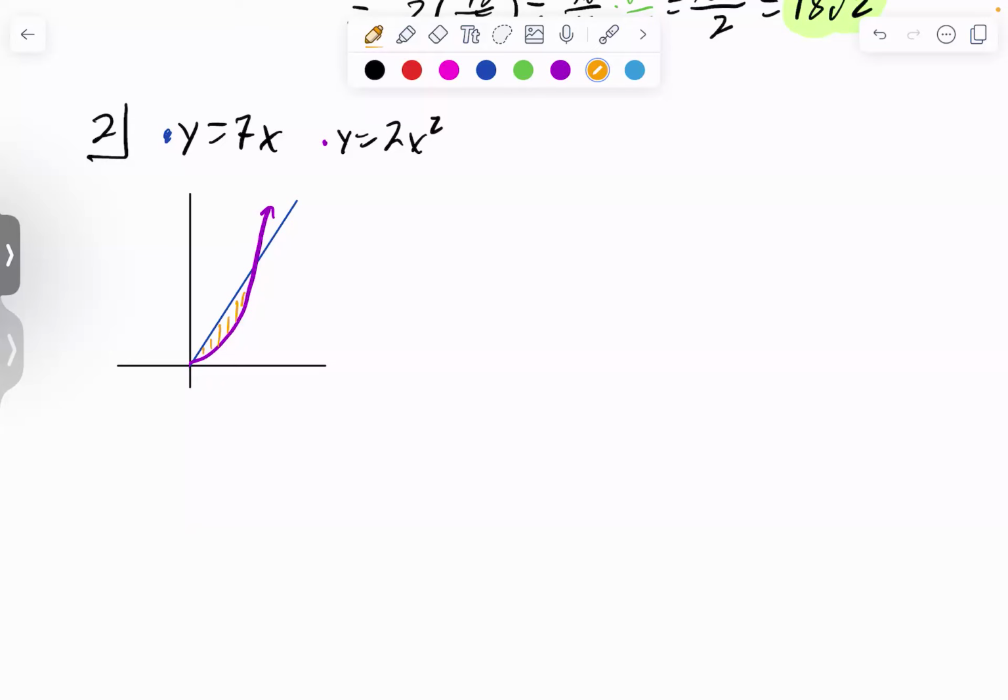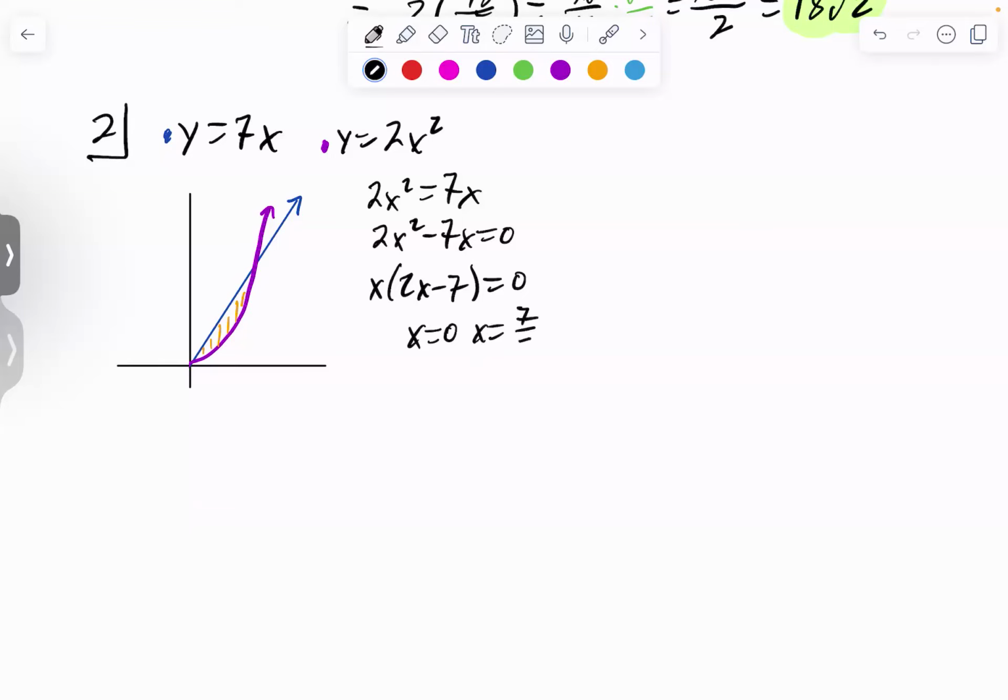And to be clear, the blue function, the 7x, is actually on top, when we're talking about which one's on the top, which one's on the bottom. All right, so let's find their points of intersection. So 2x squared equals 7x. Factor a common factor of x out. This is going to be x equals 0, x equals 7 over 2. So this here is 7 over 2. So those are our boundaries.